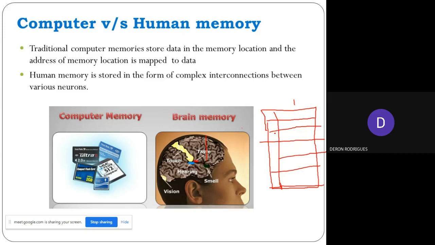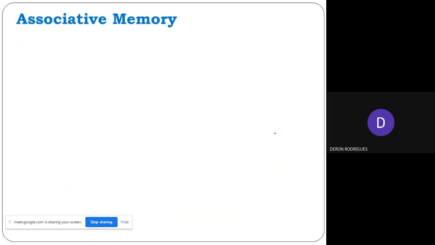Human brain memory is stored in the form of interconnections between various neurons. So even if there is a mistake in a particular word, it will not say that it is something wrong which is not stored. Our human brain can still identify the errors, because there are many interconnections between the neurons, and it can try to map it to the correct things.